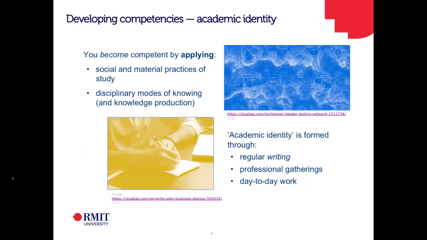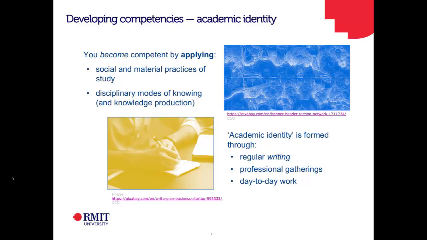How can you develop an academic identity that underpins the acquisition of these skills and competencies? Well, competency is developed by applying recognisable social and material practices to study. That is, in your disciplinary field, how do people share knowledge and practices? What spaces and opportunities are available for discussing research? And what resources do they use to engage in this practice? How well do they need to be able to use these resources?